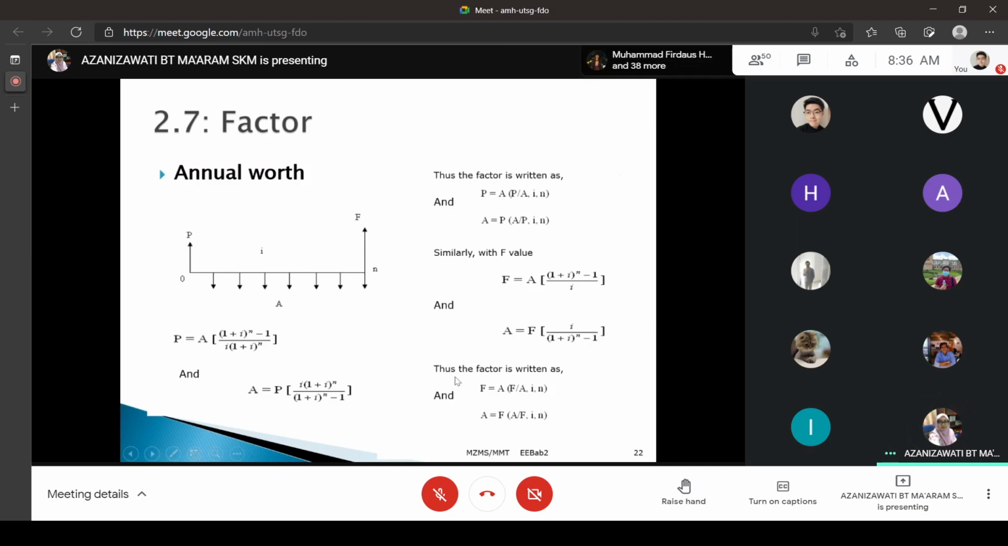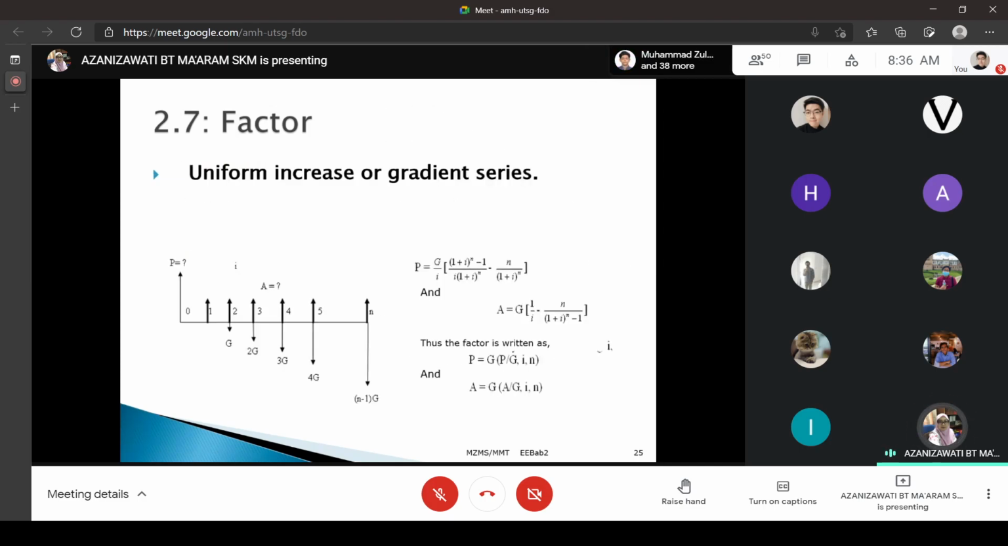A to F. Sorry, F to A. Because when we refer A to F means F to A. Because F is unknown. So we know the annual. So N is 6, N is infinity and I is 6. So you recalculate semua again.